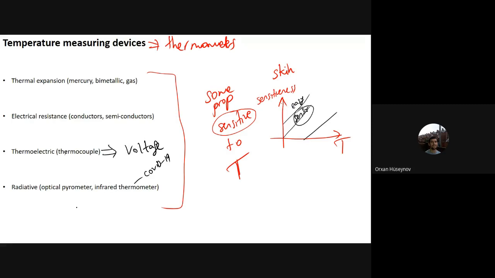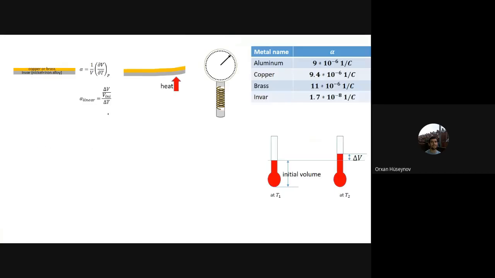Okay, these are different classifications of the temperature measuring devices. In our laboratory, we don't have this last kind of device, radiative thermometers. Okay, but these three are in our laboratories, and we will do experiments for each of them. Good. First, the thermal expansion.